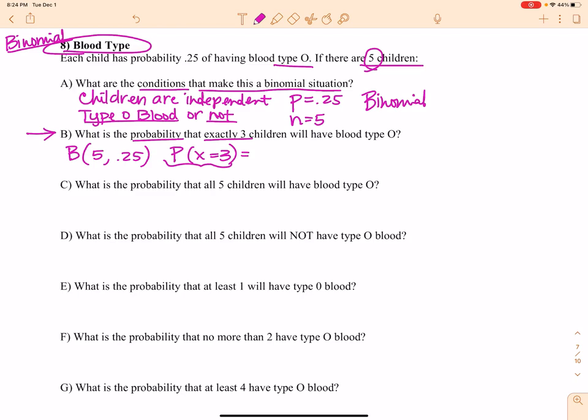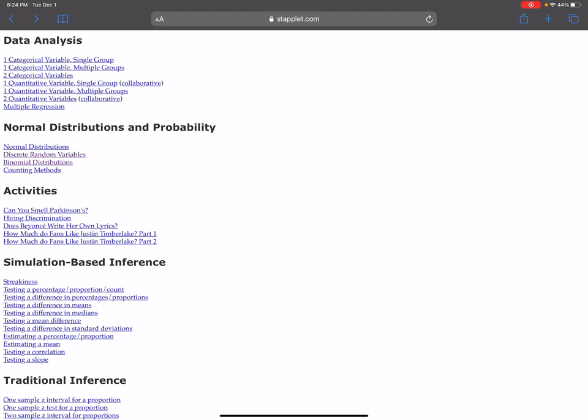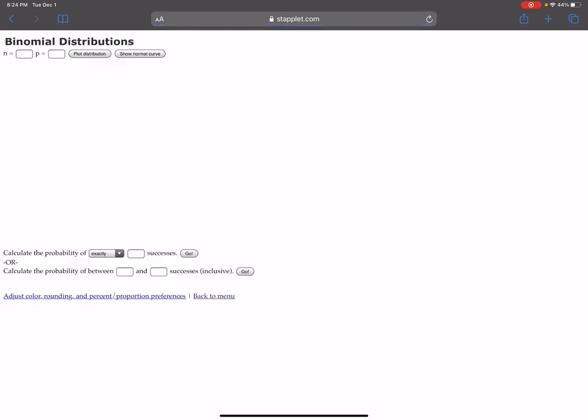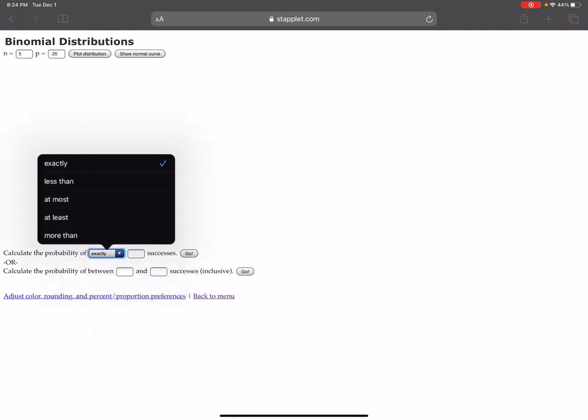I am going to go to Statlet. This is the home screen of Statlet right here. Under normal distributions and probability, I'm going to choose binomial distributions. I am going to type in a 5 for n because that's how many children I'm looking at, and for the probability they will have type O blood, 0.25. Then if you come down and look at this pull down menu, you have some choices to make.